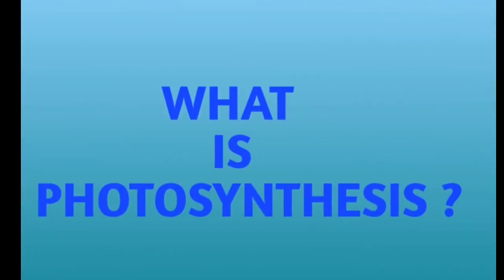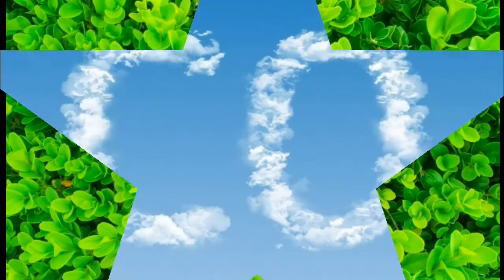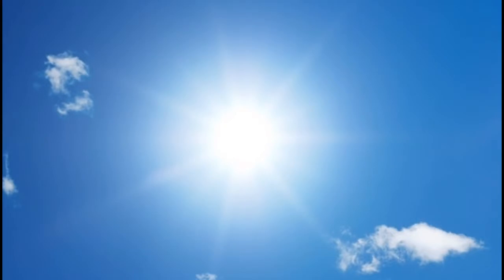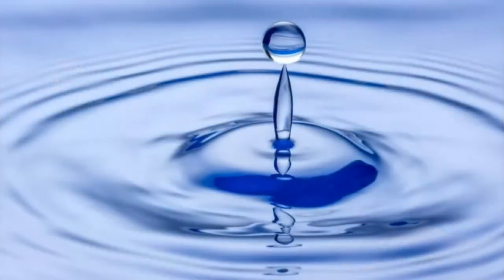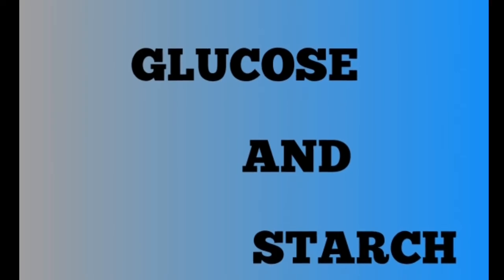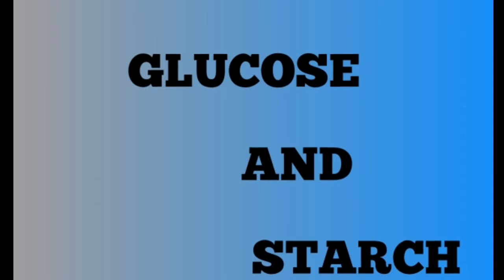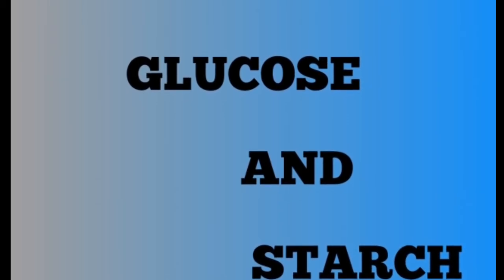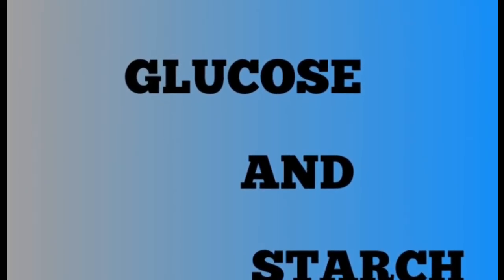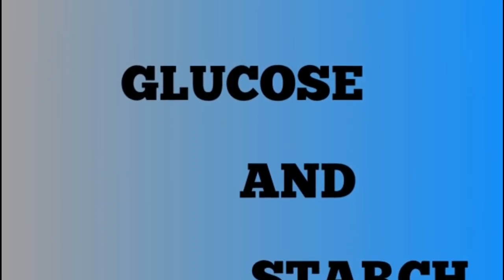Welcome to Bioeducation. What is photosynthesis? Green parts of plant use carbon dioxide in the presence of sunlight along with water to make glucose, starch and other food materials. This process of making food is called photosynthesis, and such plants are called autotrophs. Autotrophs means living things which prepare their own food by using carbon dioxide, sunlight, water.